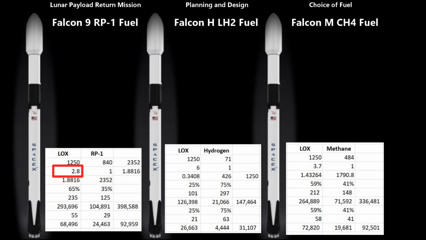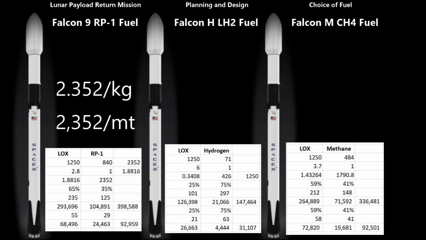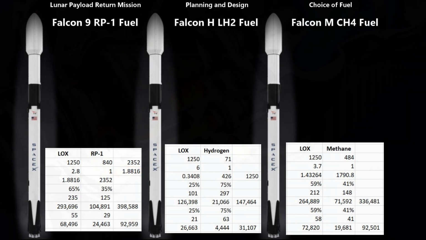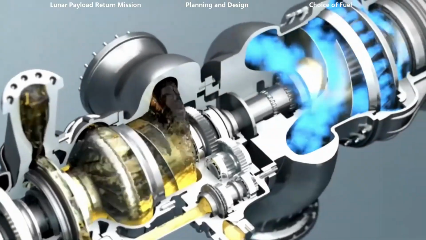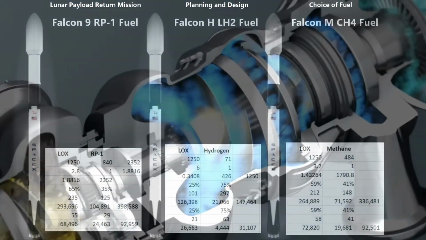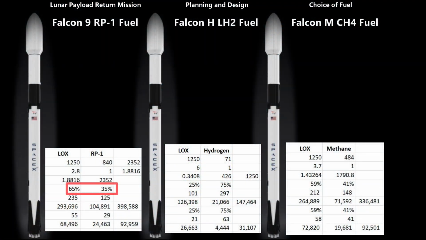If 1 cubic meter of RP1 has a density of 840 kilograms, then for every 1 cubic meter of RP1, we need 2.352 kilograms of liquid oxygen. Since liquid oxygen has a density of 1,250 kilograms per cubic meter, for every 1 cubic meter of RP1, we would need 1.88 cubic meters of liquid oxygen. That means our turbo pump will need to move 1.88 times more liquid oxygen by volume than it will the RP1. This also means the tanks will be about 65% liquid oxygen by volume and 35% RP1.